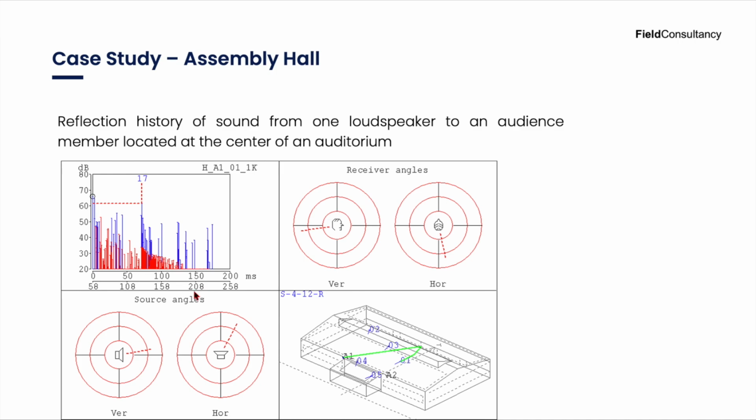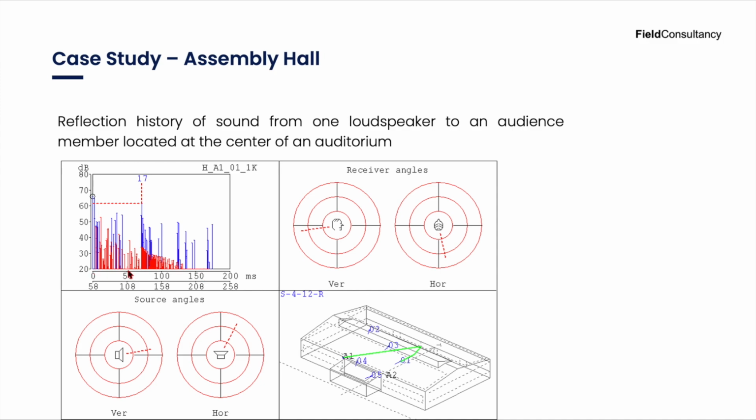The diagram in the top left-hand side here shows the reflection history with time of sound coming out of that loudspeaker A1 to receiver location 01. At the 0 time frame, as shown here, we have the direct sound arriving at the listener at a level of about 66 dB or decibels. We can then see the successive reflections of sound off different surface finishes with time.